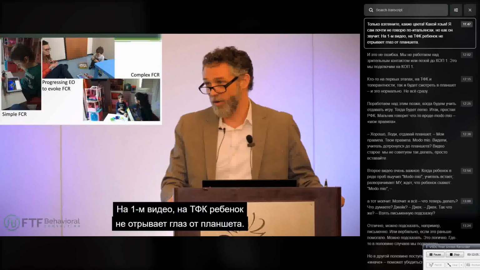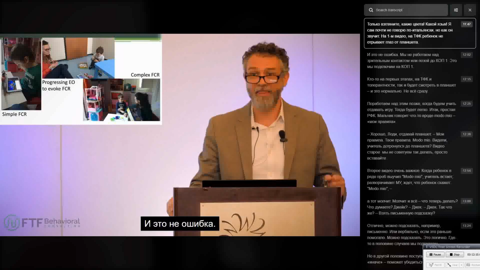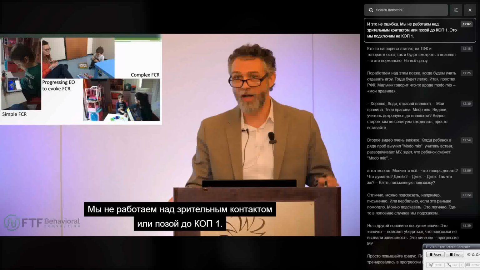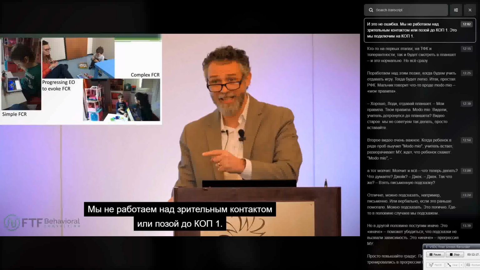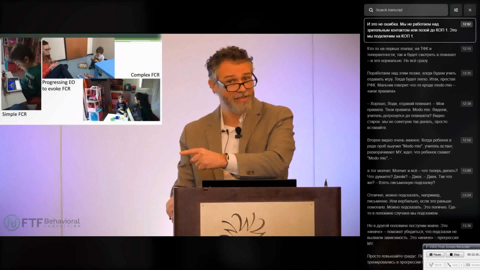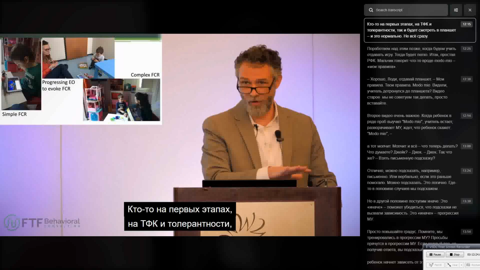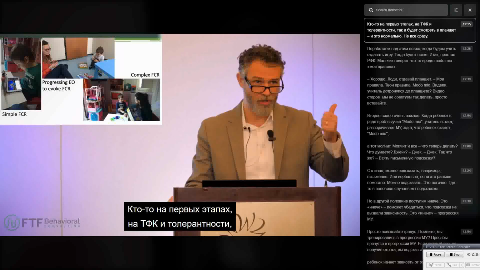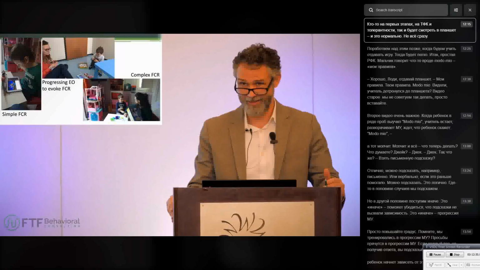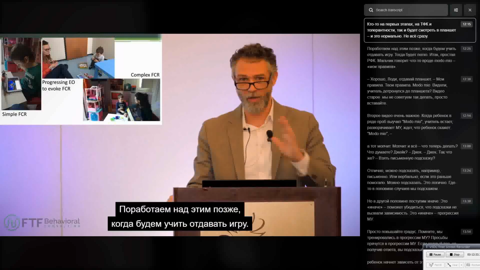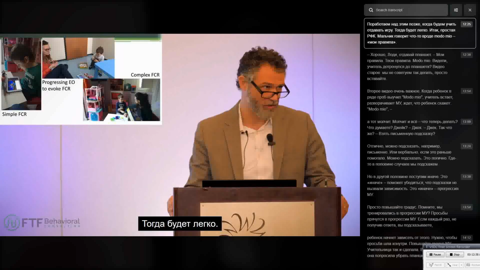Notice in the first video, simple communication, the child never looks up from their iPad, and that is correct. We do not work on eye contact or body position or anything till we get to CAB 1. CAB 1 is where we're going to start seeing those things. Some kids get through these first two steps of treatment, communication training and tolerance training, and their eyes never left the reinforcer, and that's okay. Don't put that battle there. We're going to work on that later. When we ask them to relinquish their reinforcers, it'll come along for the ride naturally.